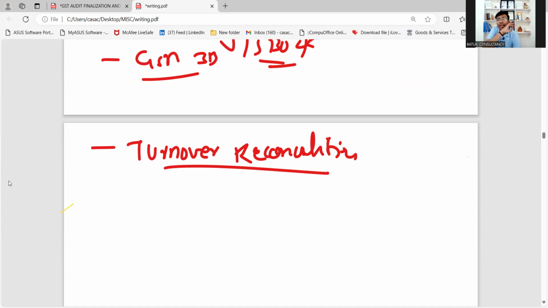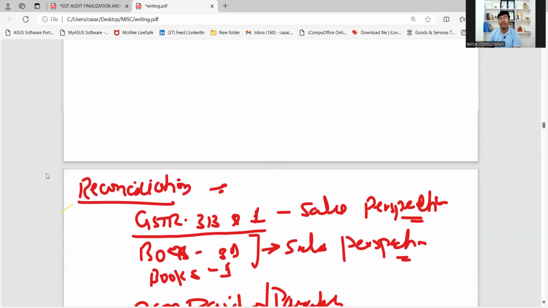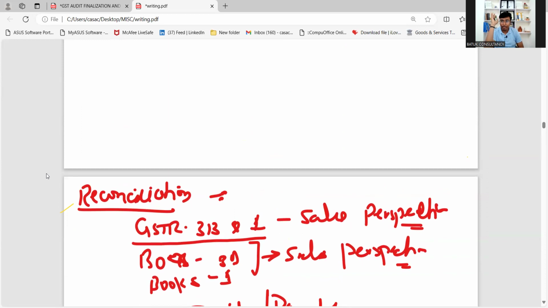That is the way we are going to provide the reconciliations. So these are the important and specific reconciliations which are required. Okay.